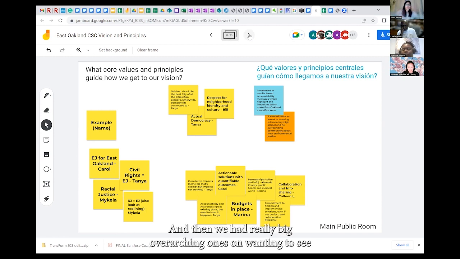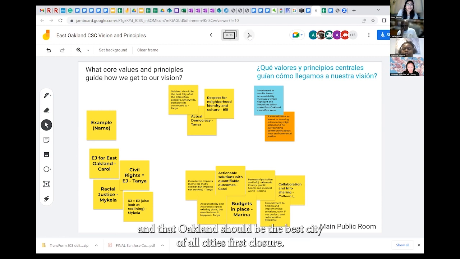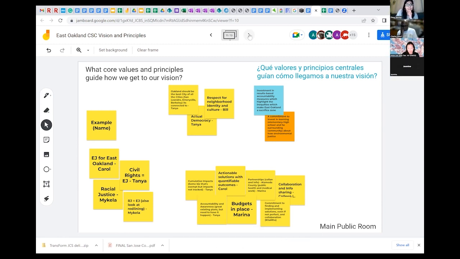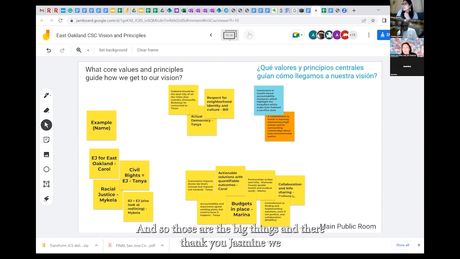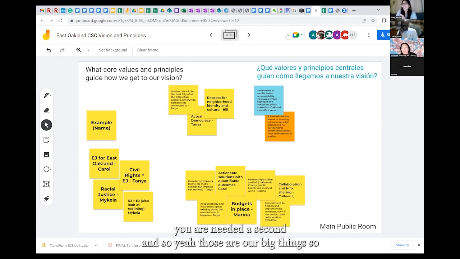And then we had really big overarching ones on wanting to see actual democracy, having respect for neighborhood identity and culture, and that Oakland should be the best city of all cities. And so those are the big things. And thank you, Jasmine. You unmuted for a second. So yeah, those are our big things. Lujane, passing it back on to you to close out.